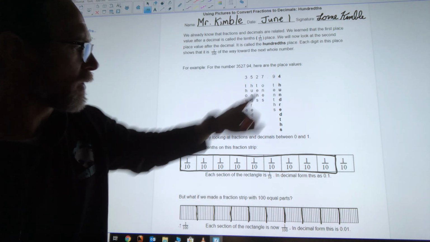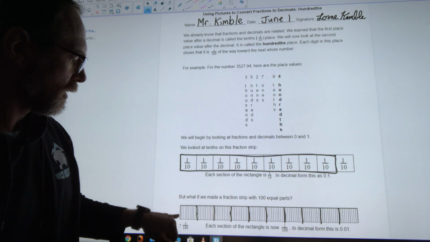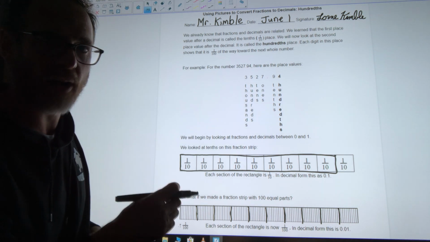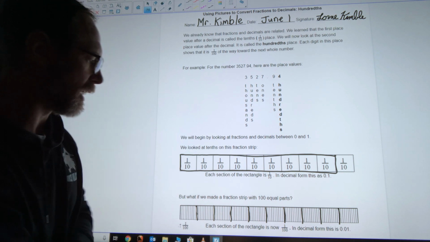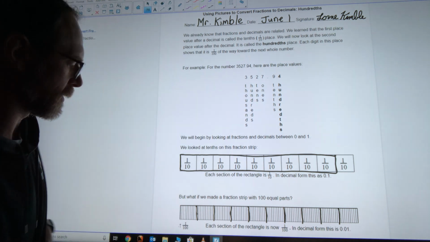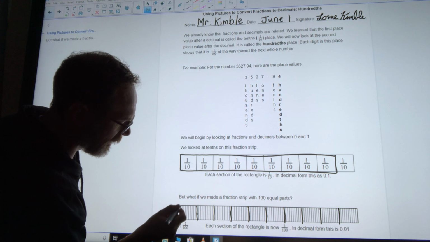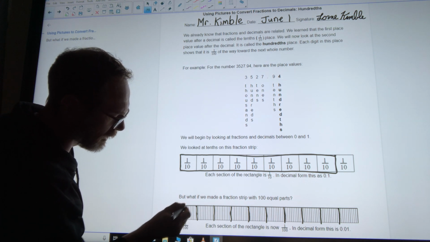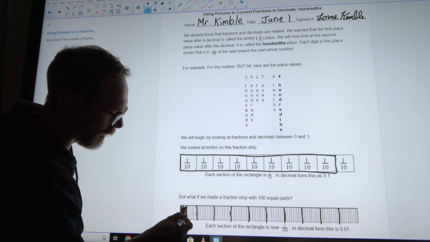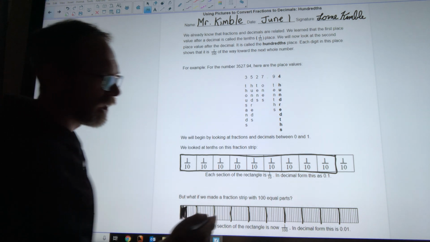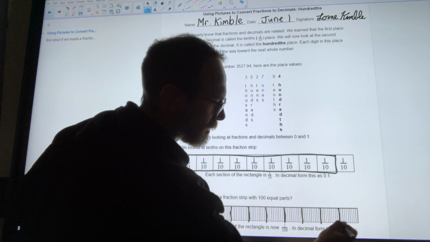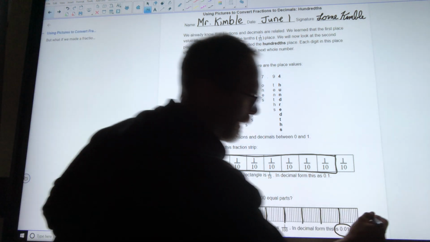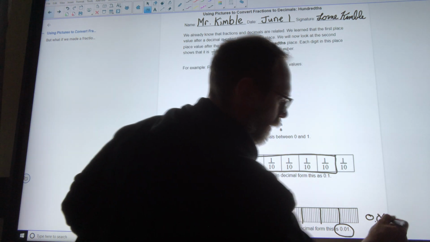Now, the hundredths place means that we are going just one small little 1/100th of the way in each step. So for 4 hundredths, that would be just like there's 1 hundredth, 2 hundredths, 3 hundredths, 4 hundredths. Now each hundredth is written as 0.01. So what I have right here is 0.04.